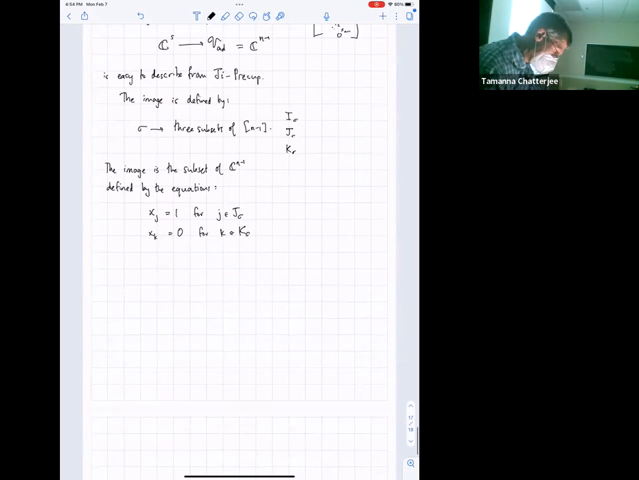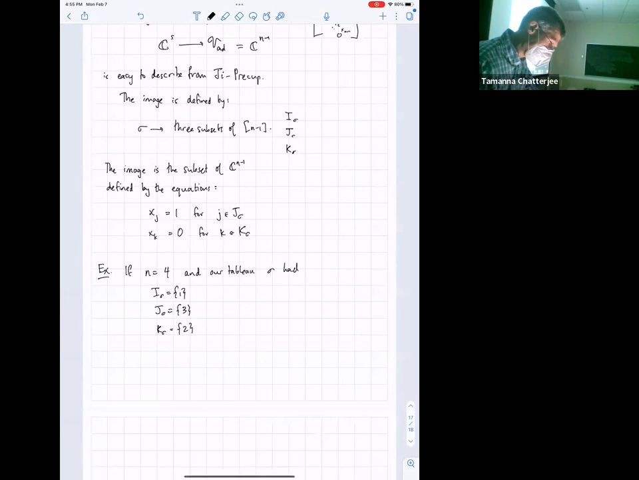So for example, if n was equal to 4 and our Tableau had something like I sigma equals 1, J sigma equals 3, and K sigma equals 2, right? So it's a subset of n. So n minus 1 is 3. So we have it divided into 3 parts.